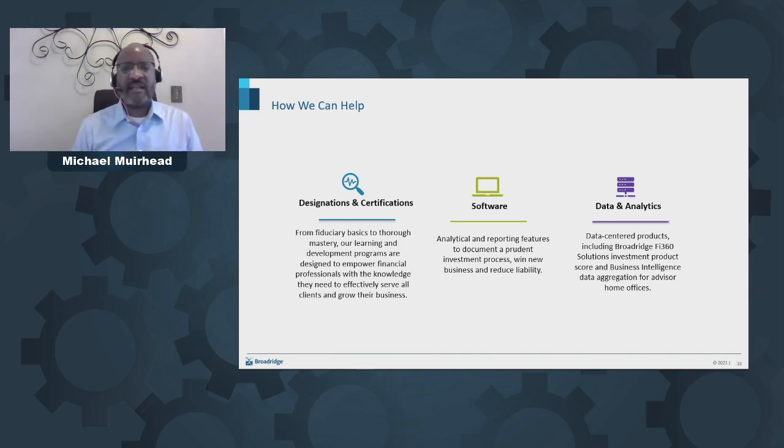I don't see any questions here, but in terms of how Broadridge Fi360 can help members of the IAA, there's really three areas that we really believe that we can help, in addition to the certifications that I've been talking about.